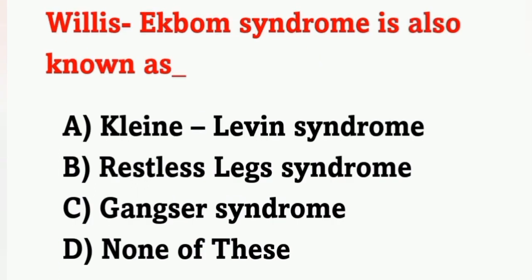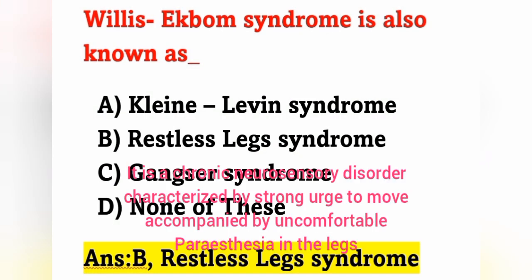Move on to the next question. Willis-Ekbom syndrome is also known as? Option A Klein-Levin syndrome, option B Erasmus-Lex syndrome, option C Gangster's syndrome, option D none of these. Willis-Ekbom syndrome is also known as option B, Erasmus-Lex syndrome.